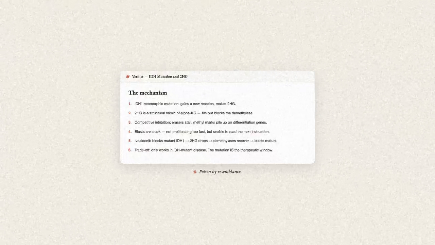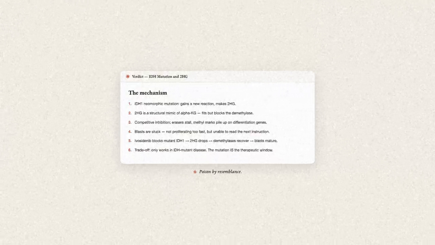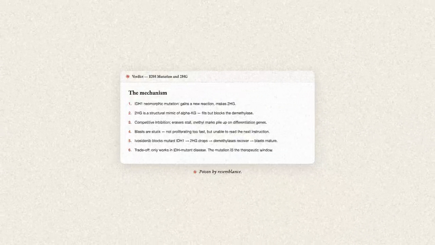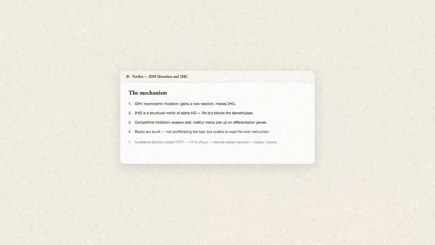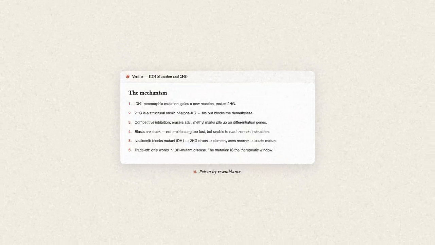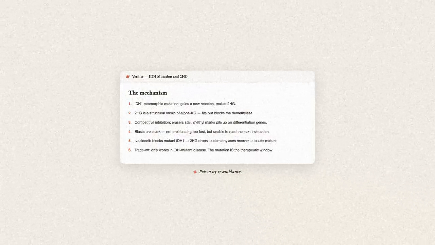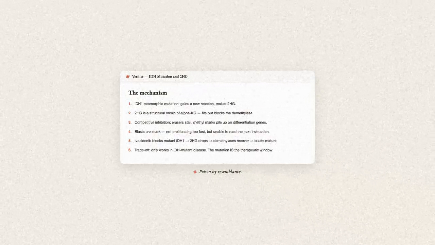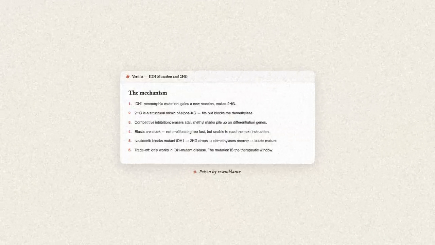IDH-1 carries a neomorphic mutation. It does not just lose its normal function, it gains a new one. The mutant enzyme produces 2-hydroxyglutarate, an oncometabolite that poisons by resemblance. It fits the active site of alpha-KG-dependent demethylases but cannot complete the reaction. Competitive inhibition. The erasers stall. Methyl marks pile up on differentiation gene promoters. The blasts are stuck not because they are dividing too fast, but because they cannot read the next instruction.